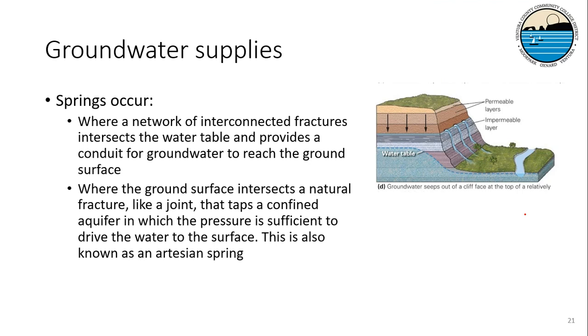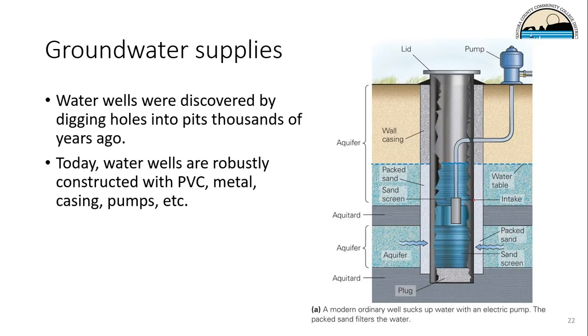Springs can also occur where there's a network of interconnected fractures that intersect the water table and provide a conduit for groundwater to reach the surface. We can also see it where the ground surface intersects a natural fracture, like a joint, and taps a confined aquifer, and where there's pressure sufficient to drive the water to the surface. This is also known as an artesian spring.